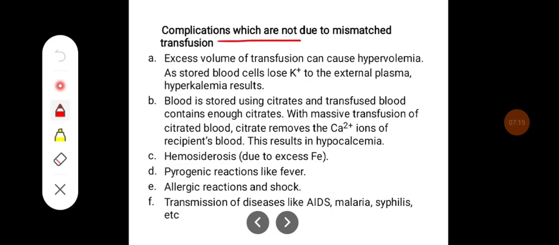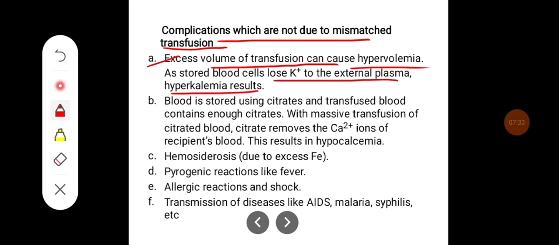Some of the complications which are not due to mismatched blood transfusion. There can be excess volume transfusion, which can lead to hypervolemia, and as stored blood cells lose potassium to the external plasma, hyperkalemia results. Or blood is stored using citrates and transfused blood contains enough citrates. With a massive transfusion of citrated blood, citrate removes calcium ions of recipient blood. This results in hypocalcemia.